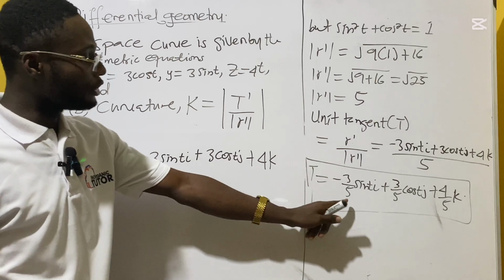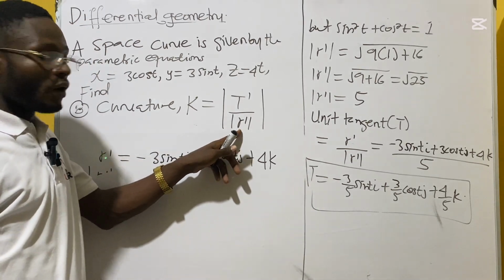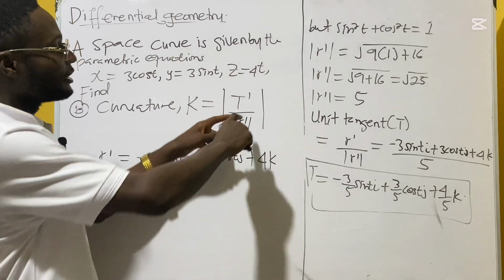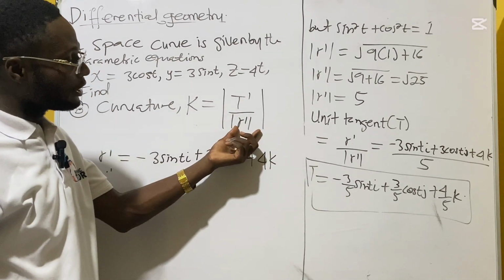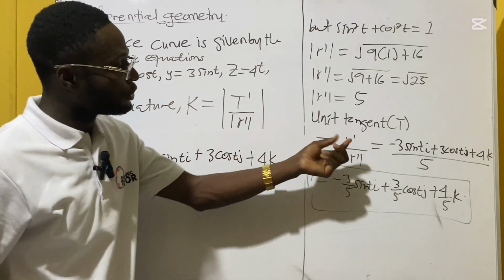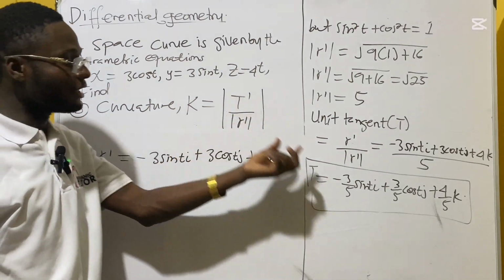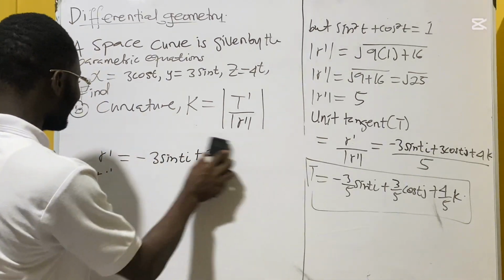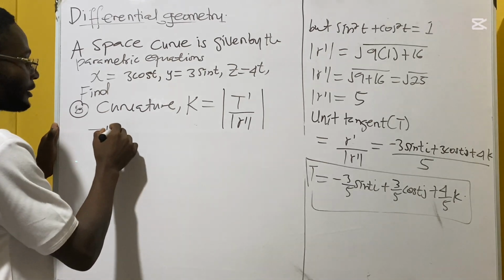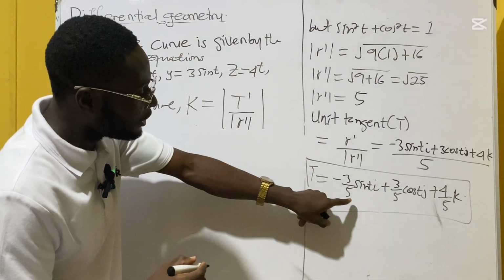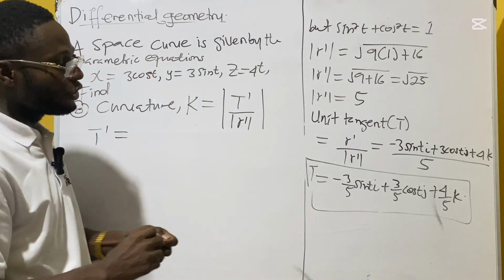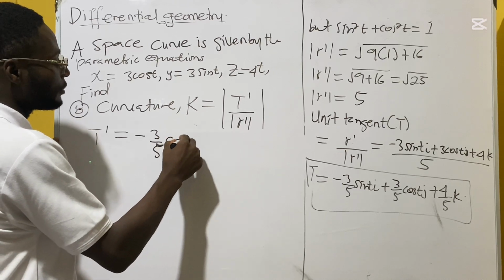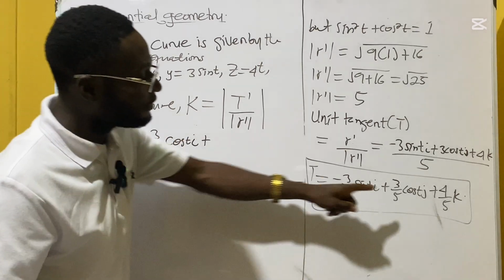So now we have our unit tangent and we have our differential of the radius. So we can go ahead and do the necessary. Over here, what we just need is the differential of the unit tangent. We know the magnitude of the differential radius is 5. So the only thing we need is the differential of the unit tangent. Then we can take the magnitude of the result. That's it. So the differential of the unit tangent will be equal to the differential of negative 3/5 sine t. When you differentiate sine, you have cos, so we are going to have negative 3/5 cos t i plus, when you differentiate cos, we're going to have negative.